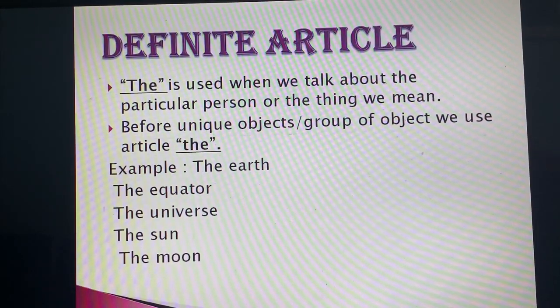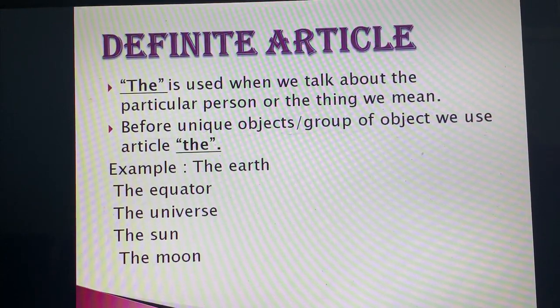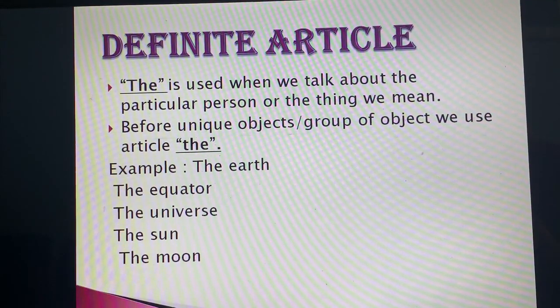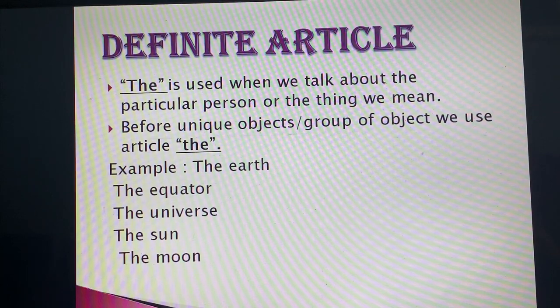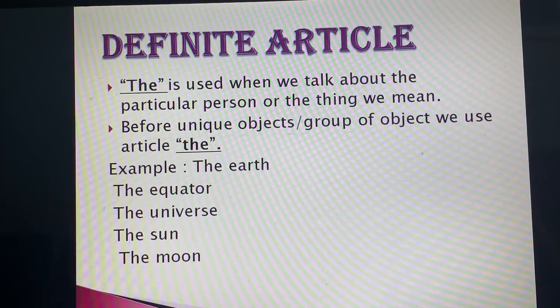Next is about the definite article. Now, the definite article is "the". Where do we use the definite article "the"? The is used when we talk about any particular person or thing we mean, the thing which we are focusing on, which we cannot change, which is only one. A particular thing we are talking about.